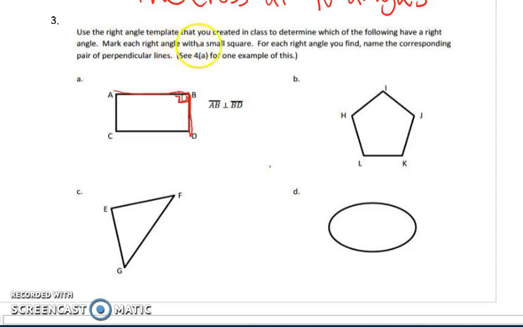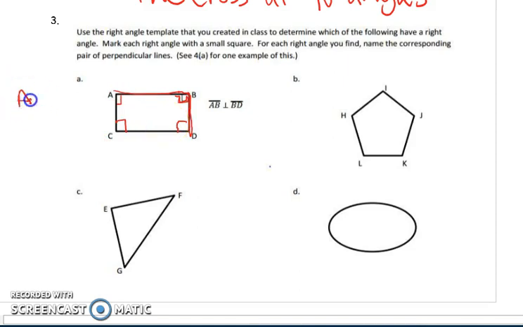So it says use the right angle template, or find like the corner of your piece of paper, and mark each right angle with a square. For each right angle you find, name the corresponding pair of perpendicular lines. So here's a right angle, here's a right angle, and here's a right angle. We need to label those.